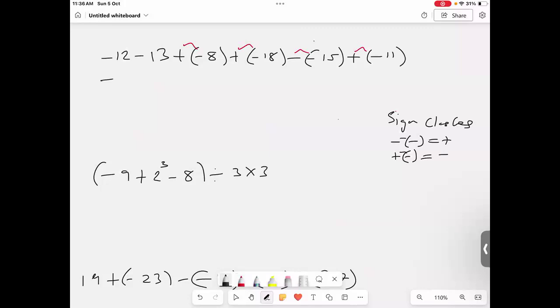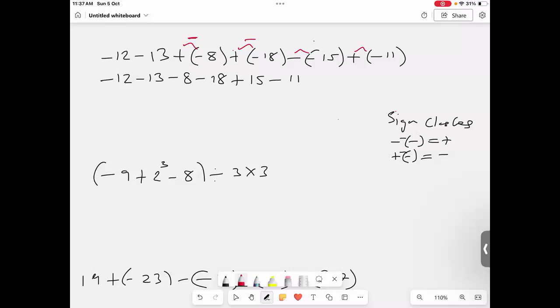So that's going to be negative 12 minus 13 plus times negative is negative 8 minus 18 plus 15 minus 11. All right, so there you can see a plus times negative is negative. I put a negative between the 13 and the 8. A positive times negative is a negative. I put a negative between the 8 and the 18 right here.